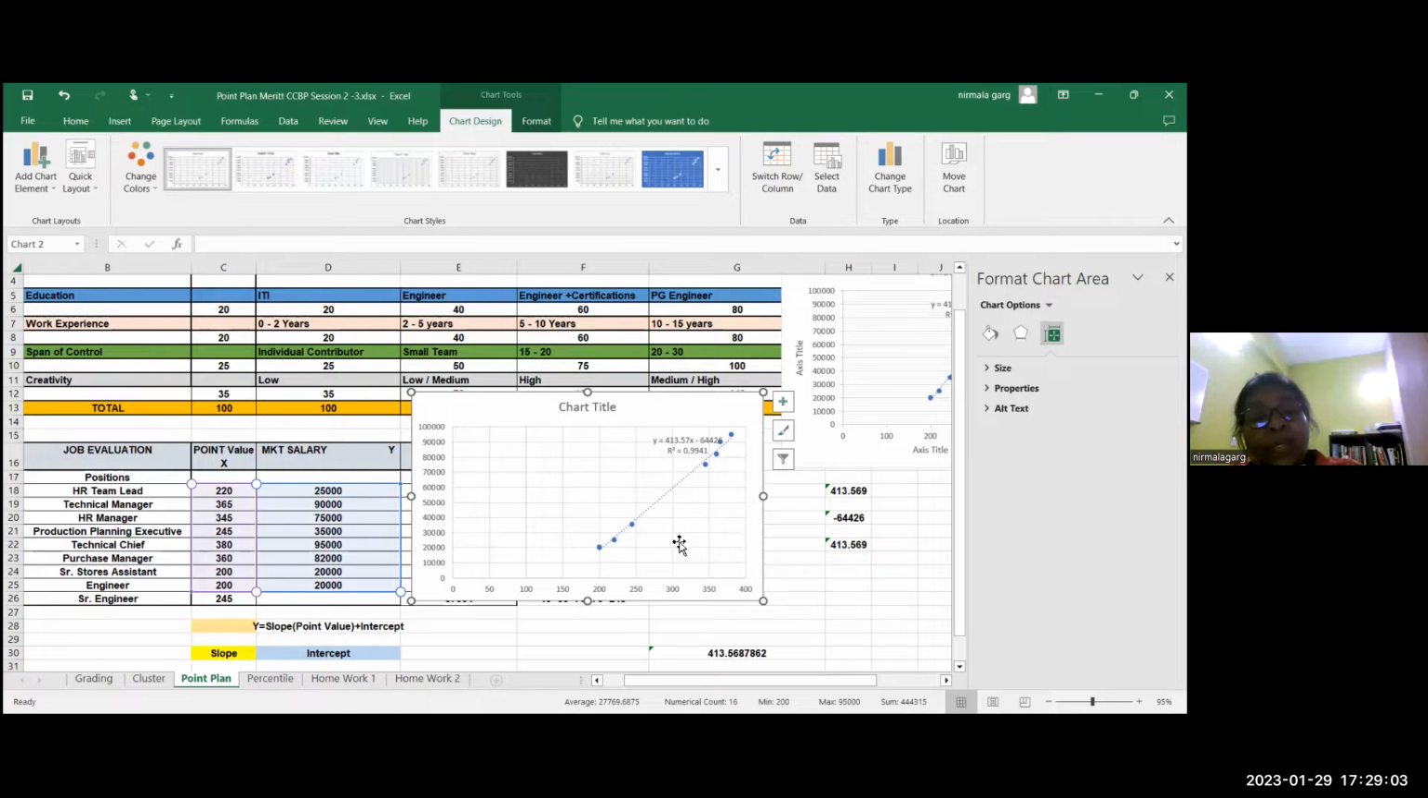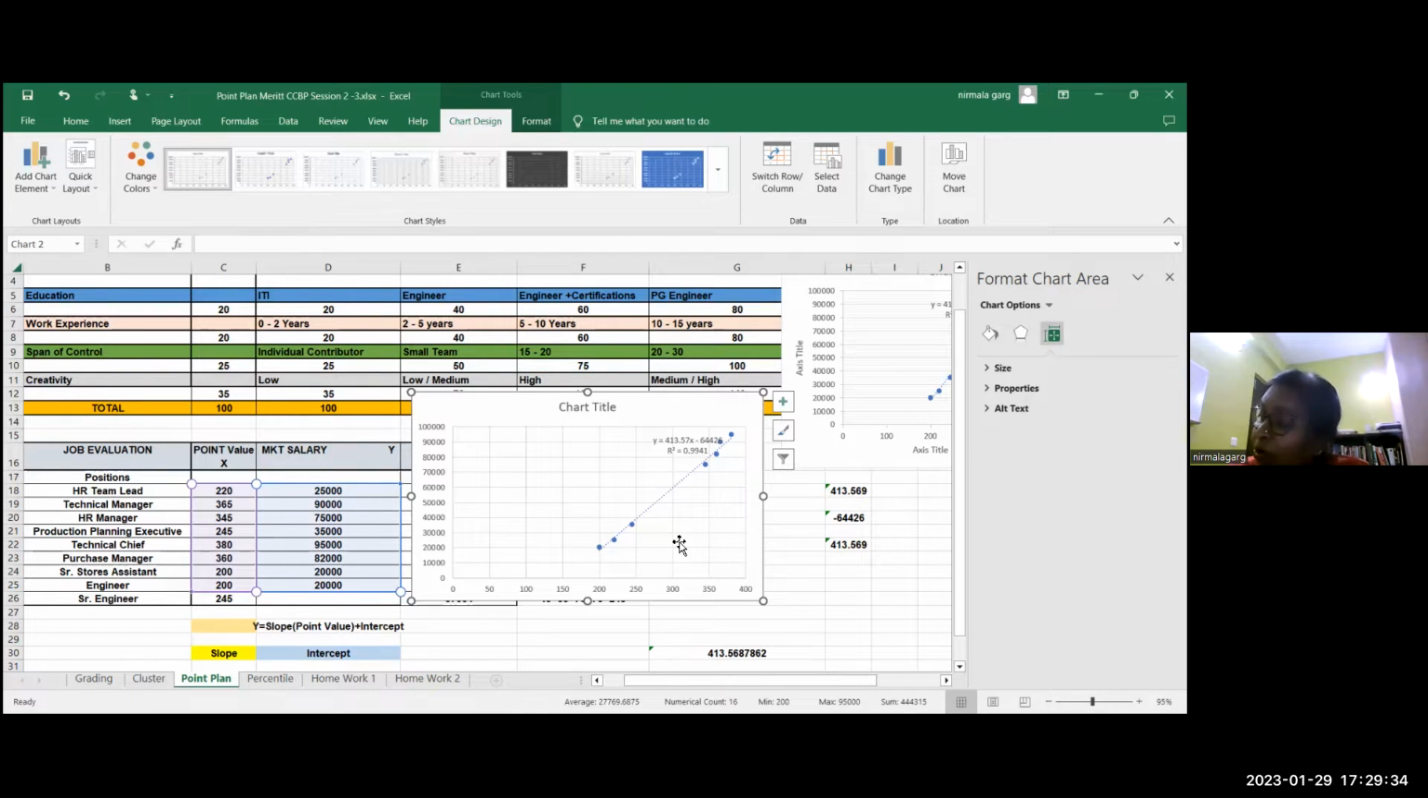Typically when you're doing a regression, you must ensure that your R square is not less than 0.85. Can we interpret that if the R square is less than 0.85, we are underpaying? No. That means in the market data, there are other factors which are impacting. Understood.